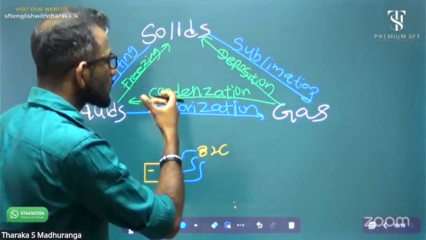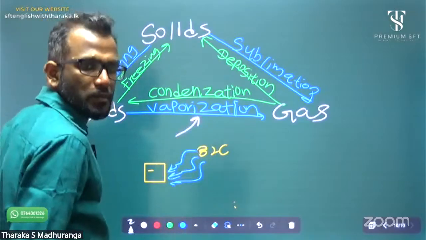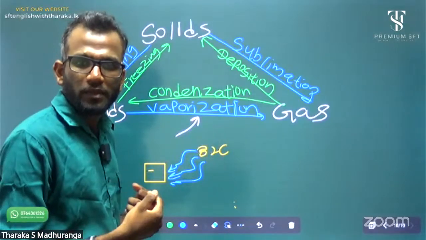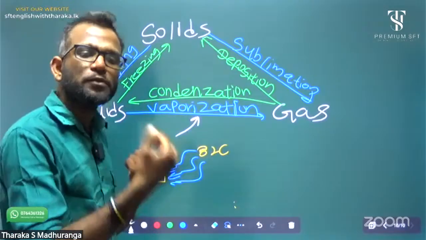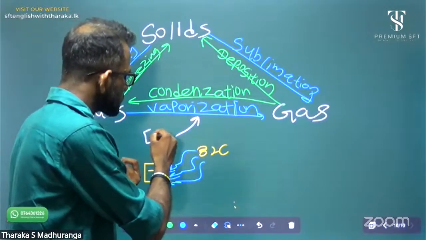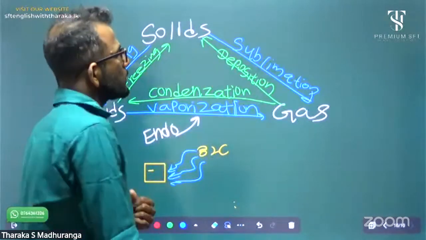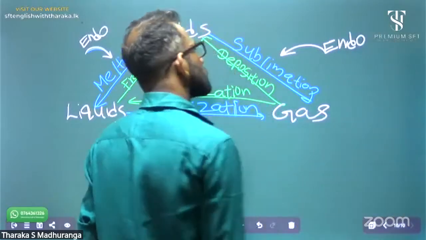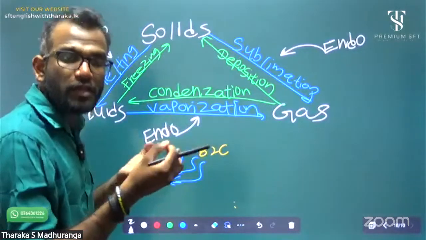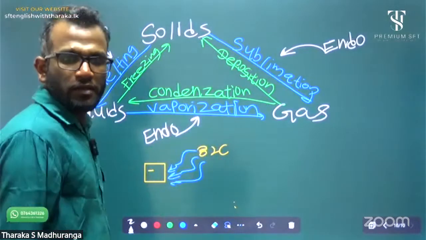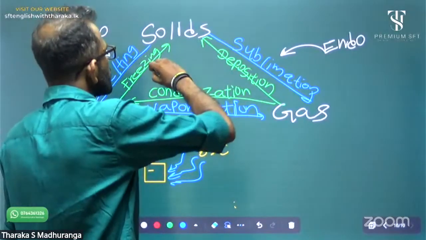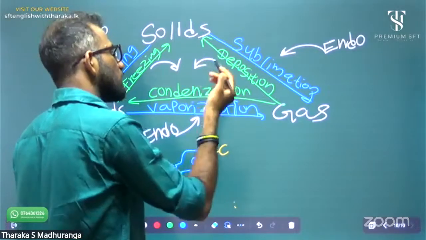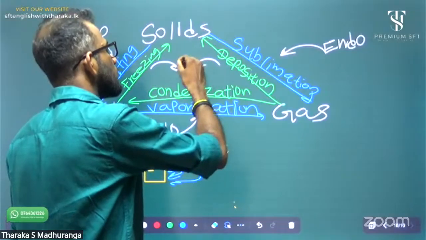Vaporization, that one is also endo. When we boil water, what are we doing? We supply heat, then the water absorbs heat. Endo. Sublimation is also endo. We need to provide heat. Then the object is absorbing heat. Endo means endothermic, heat absorbed by the material. But freezing, heat releasing. Deposition, heat releasing. Condensation, heat releasing. They are exothermic.